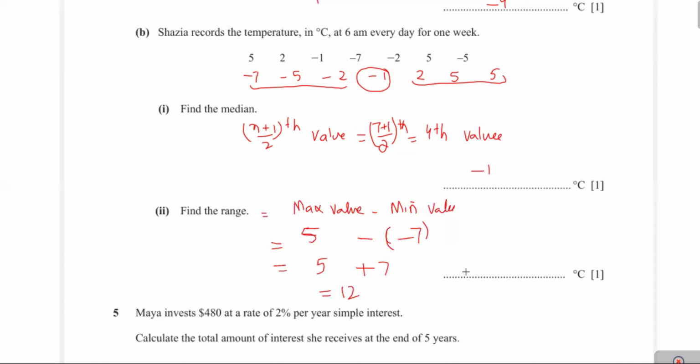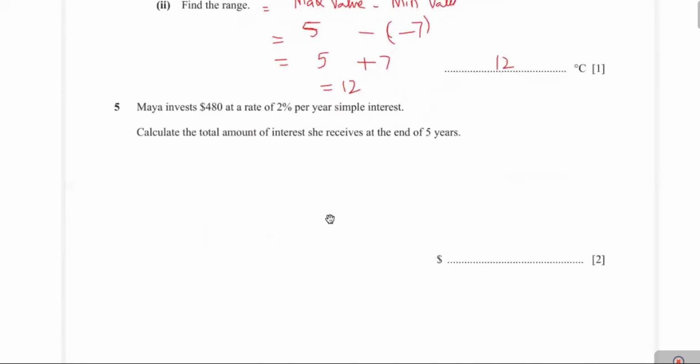Therefore, 12. The range of these values will be 12. Next is question number 5. Maya invests $480 at a rate of 2% per year, simple interest. Calculate the total amount of interest she received at the end of 5 years.